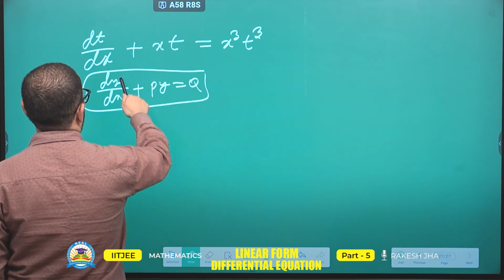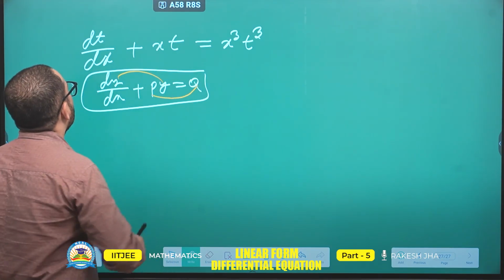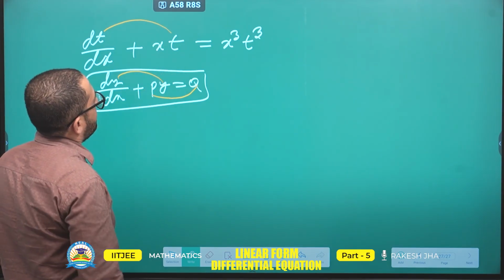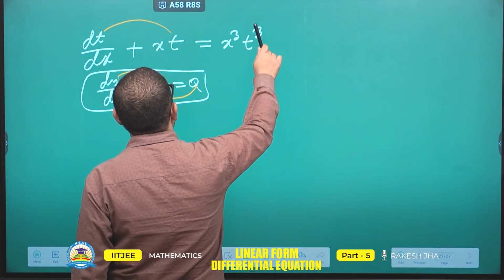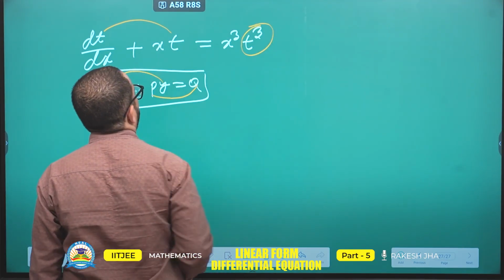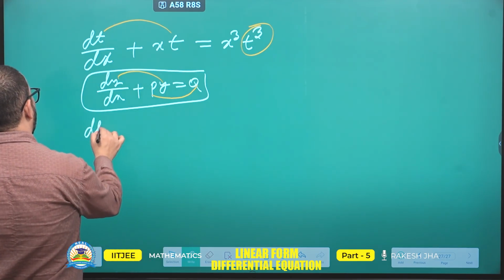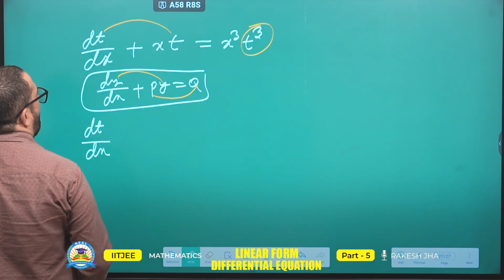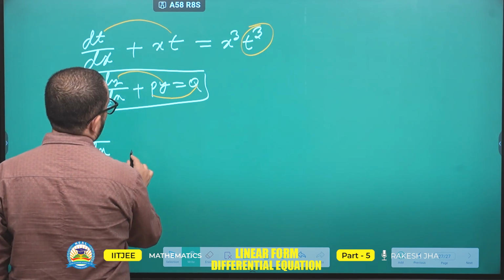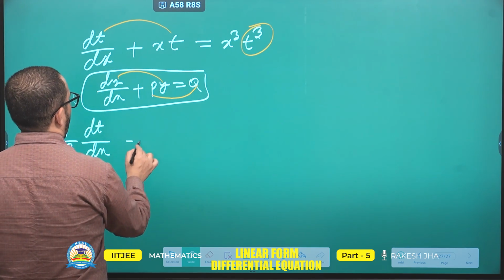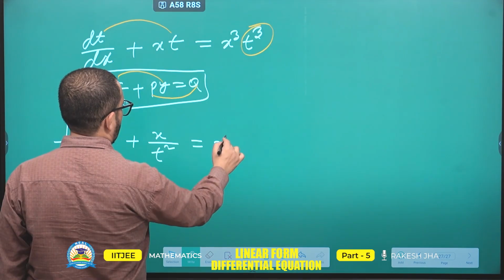It means that this y and this y should be matching and p and q variables in x. So t and t should be here and the rest will be variable in x. So it means that we have to divide it by t cube. We don't want t here. So if you divide it, what will happen? dt by dx 1 by t cube, then plus x upon t square is equal to x cube.